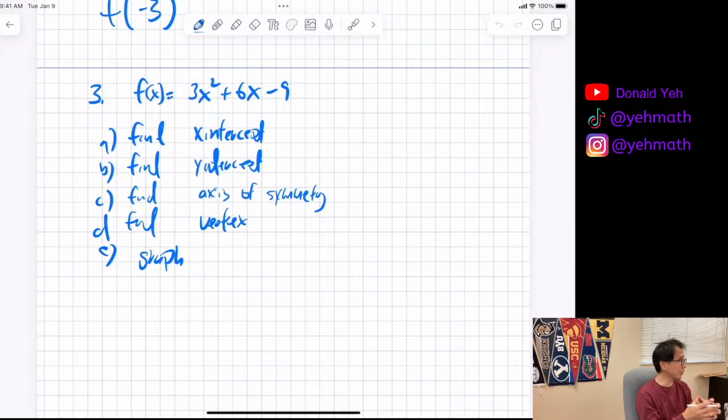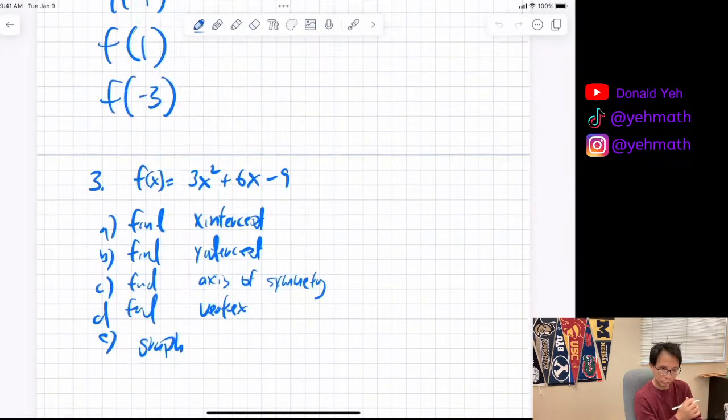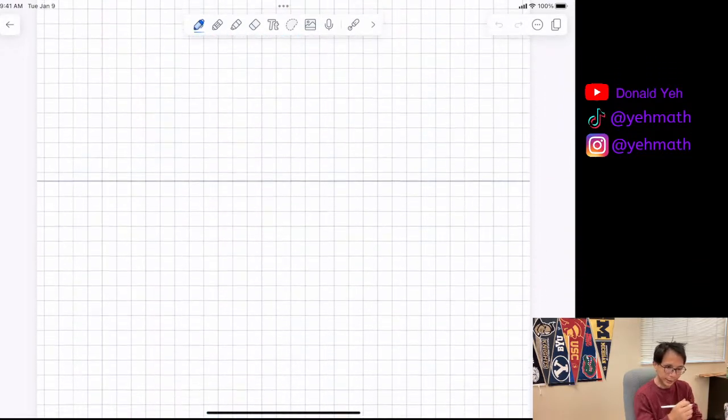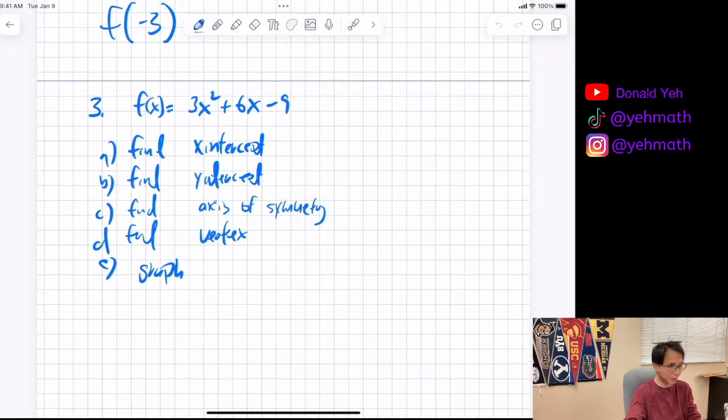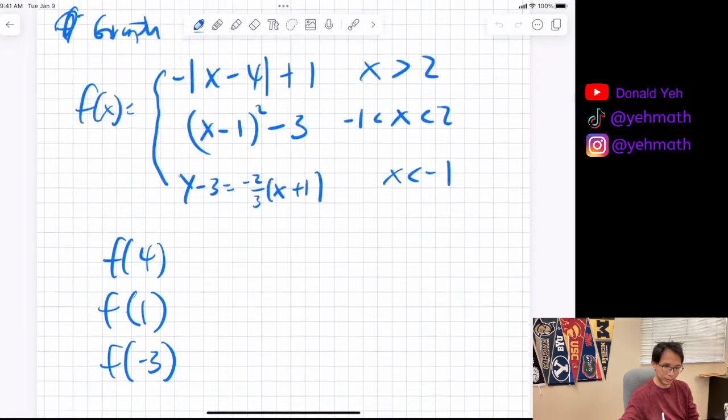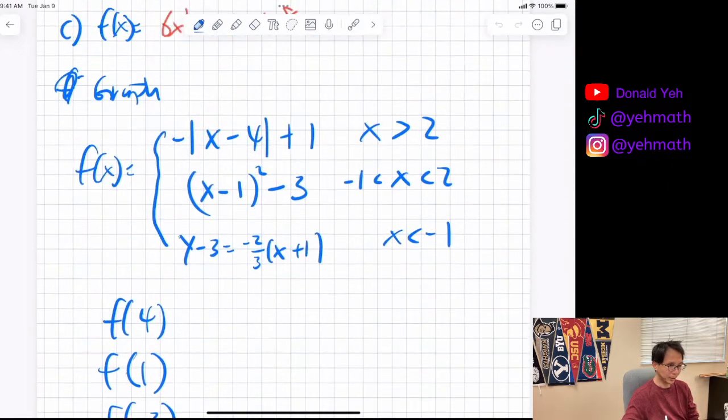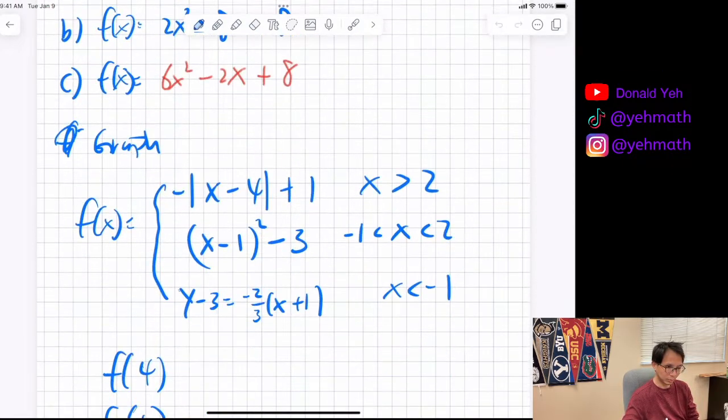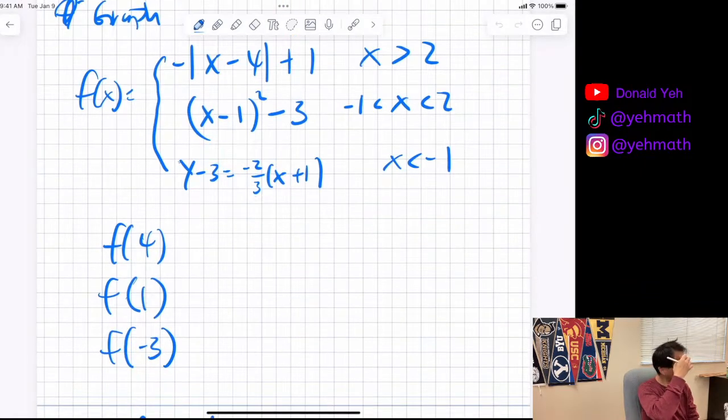Any other question from yesterday's homework? Number 4. It's the whole function. What was the function? This one's number 3. No, the other one, the piecewise function. But the f of -3, that's the function I have the graph. F of -3, plug in the -3 into the x.